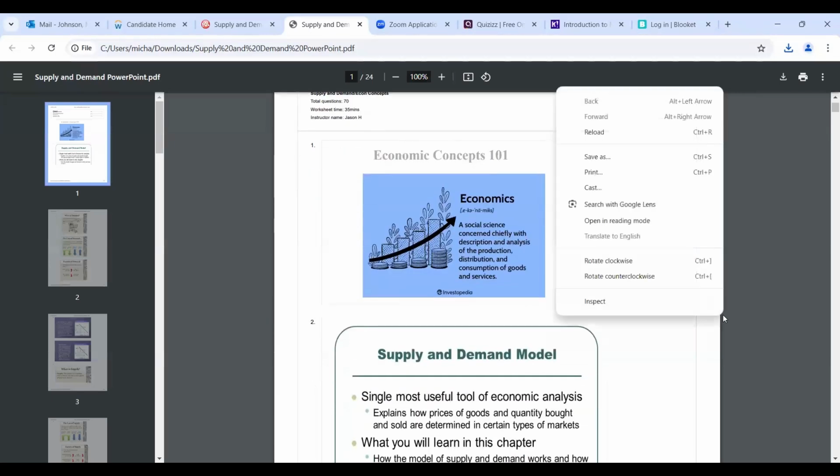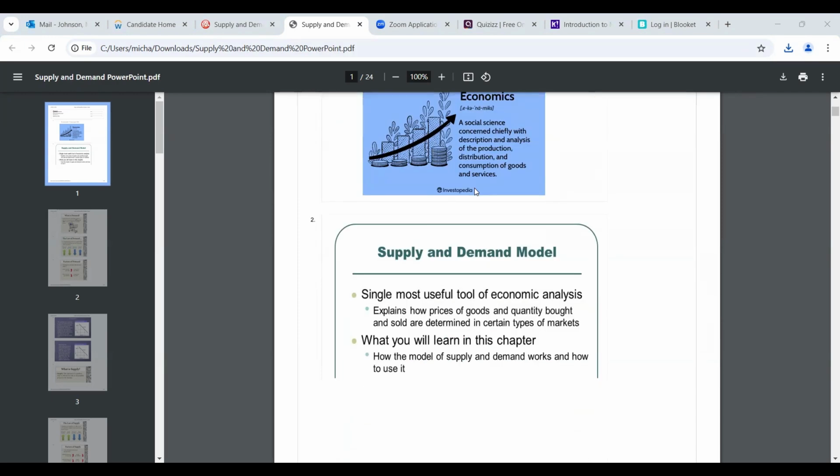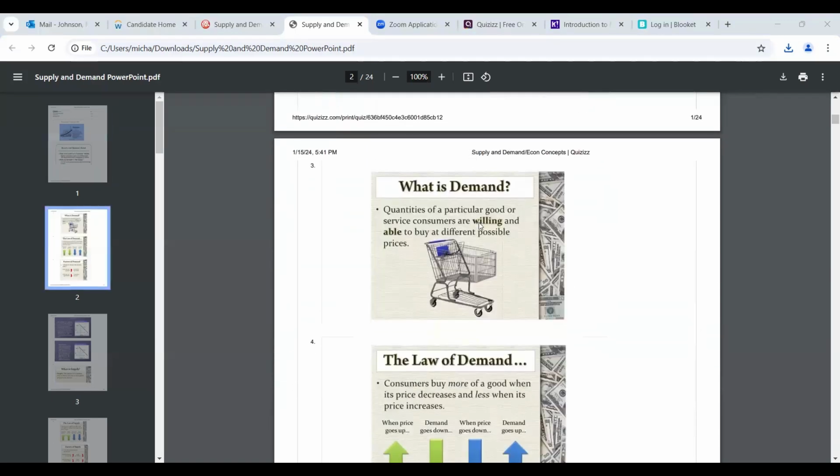The economic concept. Economics is a social science that is concerned chiefly with description and analysis of the production, distribution, and consumption of goods and services. The supply and demand model is the single most useful tool of economic analysis. It explains how prices of goods and quantity bought and sold are determined in certain types of markets. What we'll learn from this chapter is how the model of supply and demand works and how to use it. So what is demand?